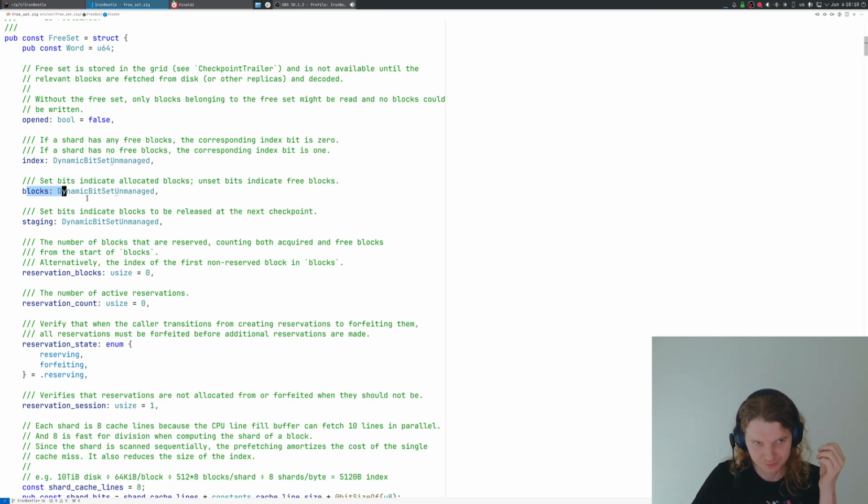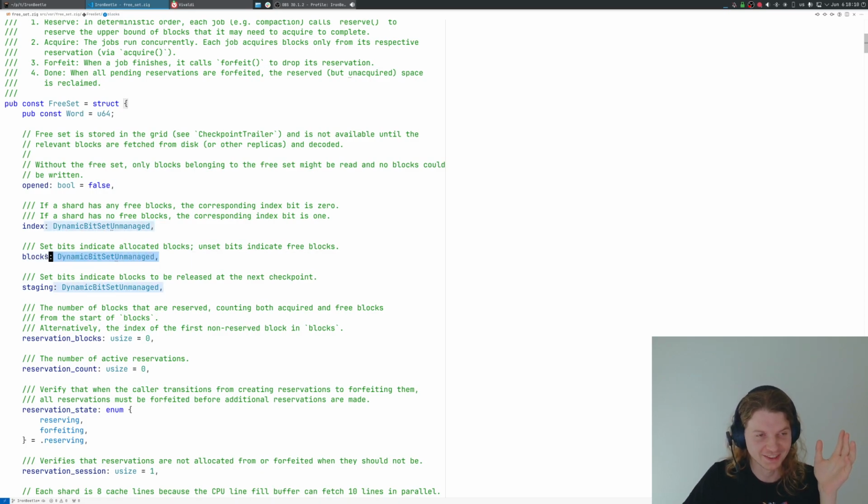Okay, so this is the FreeSet. The core data structure is blocks. This blocks stores the set of blocks which are allocated. And then we have this staging. So staging is the blocks which we are going to free in the next checkpoint. At the current state, we no longer need the data which is stored in the staging blocks, but we might still need this data if we crash and recover in the previous checkpoint. So only after we recover in the next checkpoint, the staging can be free.